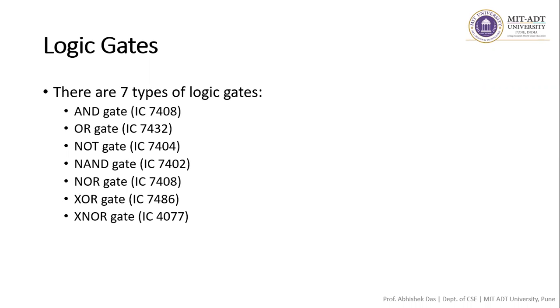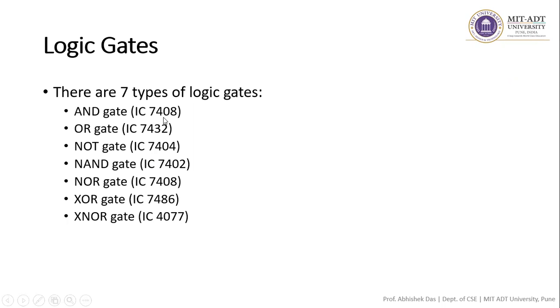Now, these gates are implemented using electronic switches like transistors and diodes. But in practice, the basic logic gates are built using CMOS technology, that is the FETs and the MOSFETs, metal oxide semiconductor FETs. Now, let's start with the first one, that is the AND gate.